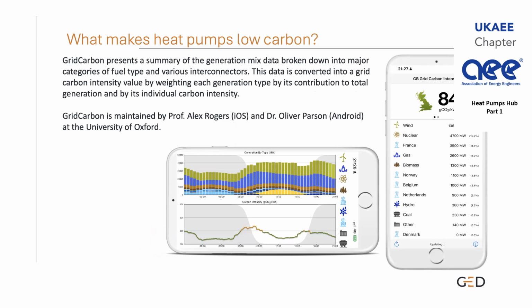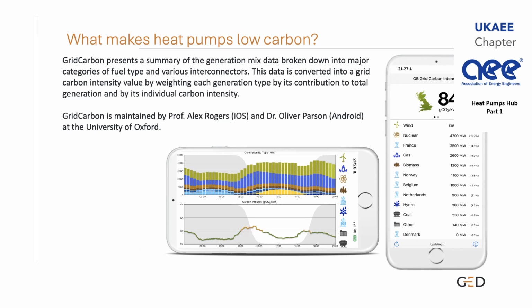So what makes a heat pump low carbon? There's a very good app, if you don't know it, called Grid Carbon. It's run by Oxford University, and it monitors the various generation assets on the grid and gives you an average of the grid carbon. I had a quick look the other day, and there were 84 grams of CO2 per kilowatt hour of electricity, and wind was very dominant on the system. And then if you turn your phone sideways, you get a graph that tracks it per hour and shows you in colors how that generation is made up.